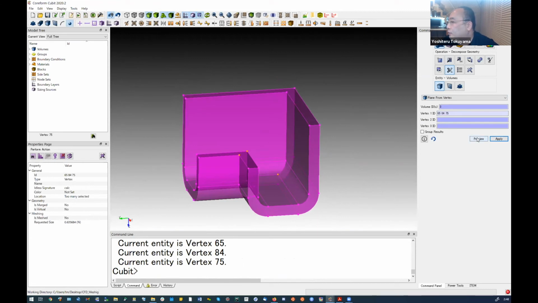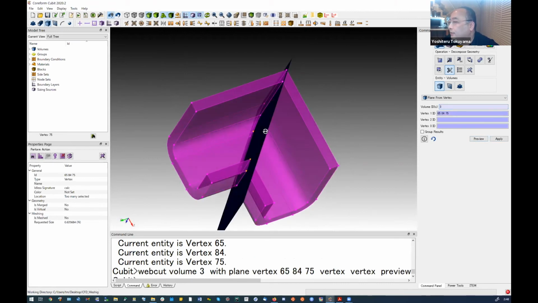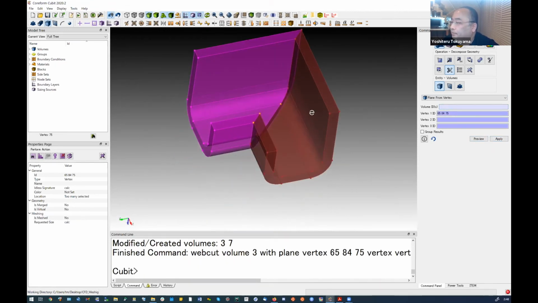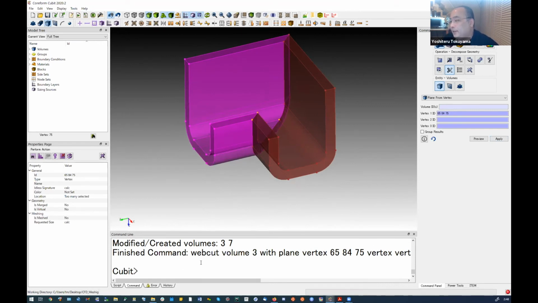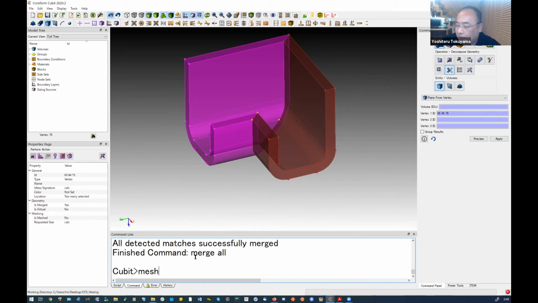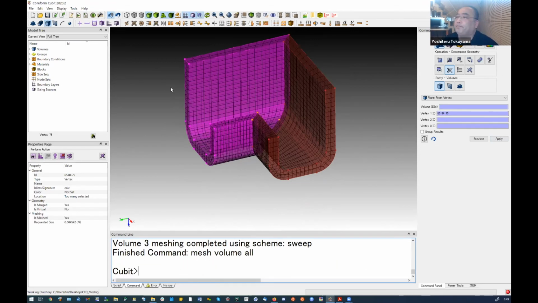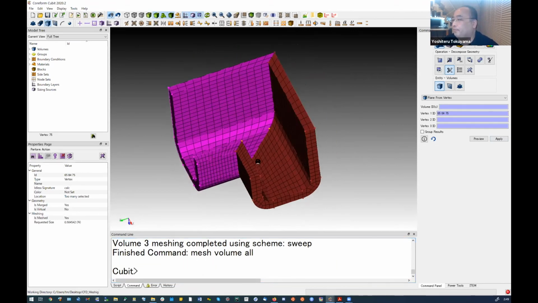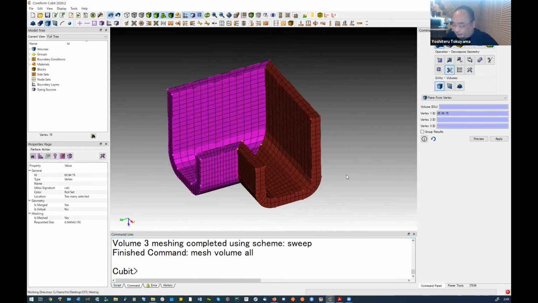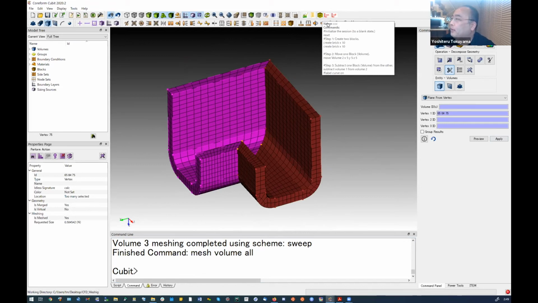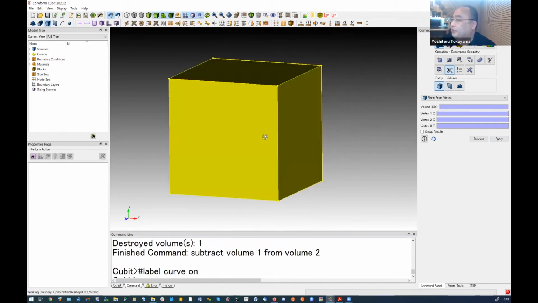I define the surface from these 3 points and cut. Match of mesh volume of. Next, I want to show this example.